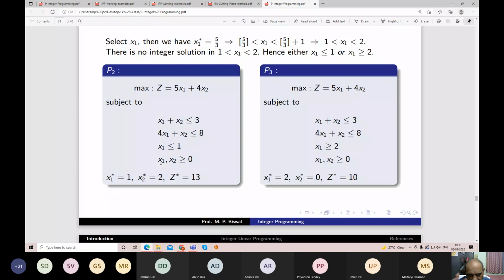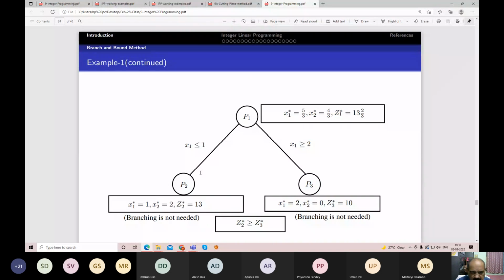Okay, so we have the answer: X1 equal to 1, X2 equal to 2, Z star equal to 3. And graphically it is like this. So you can see here Z2 star is greater than or equal to Z3. Actually it is strictly greater; both can be equal also.